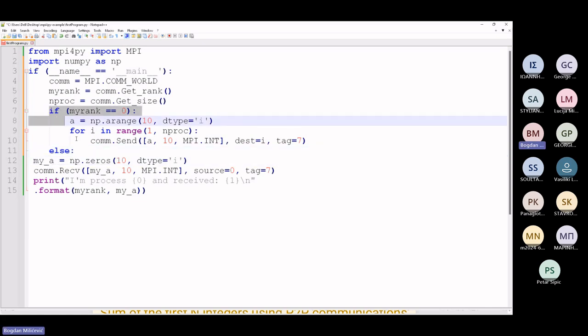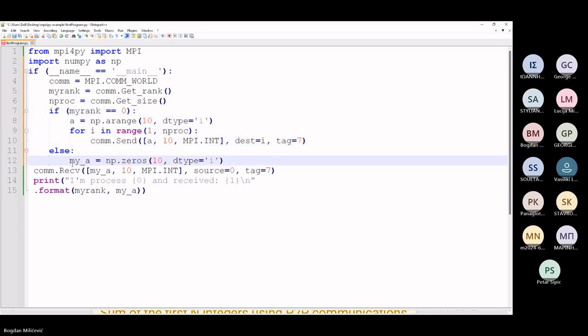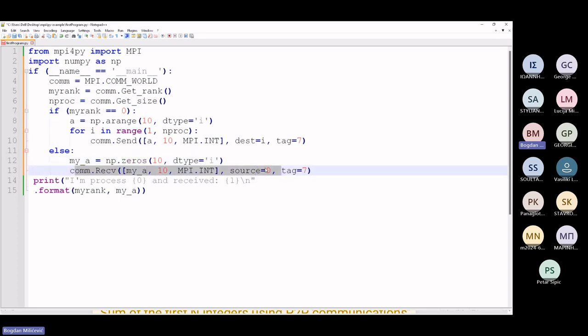Okay, then if we are not the 0th process, so if we are everybody else, we just reserve the data for 10 elements. They're all zeros at the beginning. And then we call the receive function. We say we will receive this data into our myA array. We will receive 10 elements. Each of them will be MPI int. We are receiving this data from source 0, and the tag is 10.